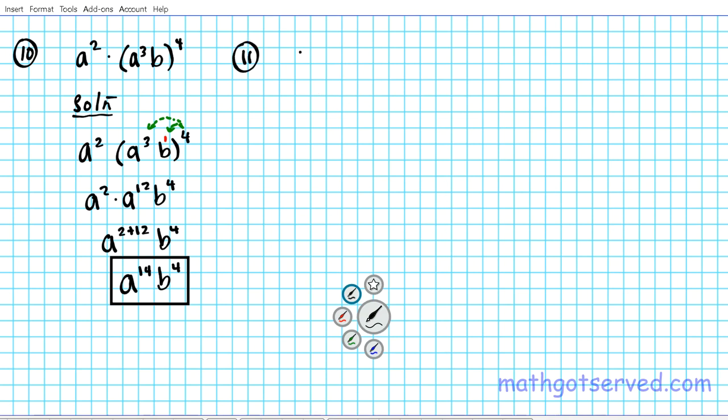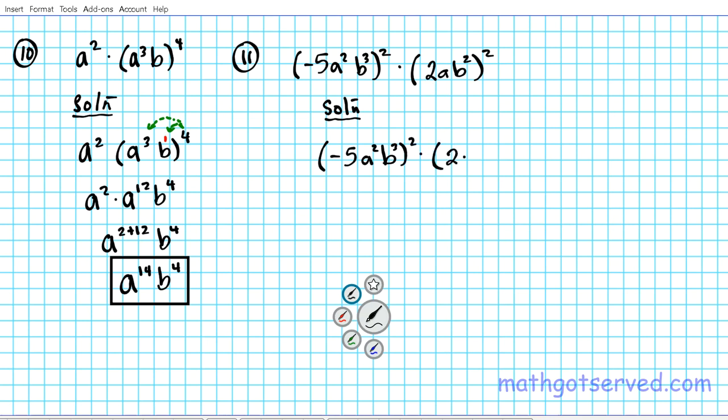All right, let's take a look at number 11. For number 11, what if we have negative 5a squared b to the third, squared, times, so we have a monomial raised to a power times another monomial, 2ab to the second power raised to the second power. All right, so let's go ahead and do that. So what we're going to do is deal with the exponents in both factors first, and then when we're done, we'll go ahead and multiply both of them together.